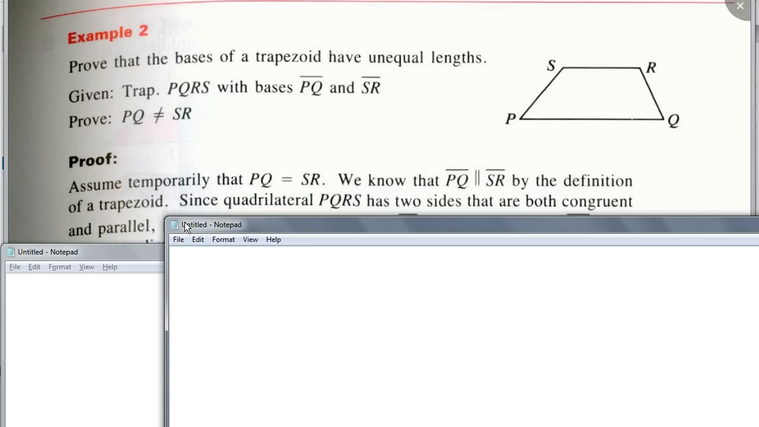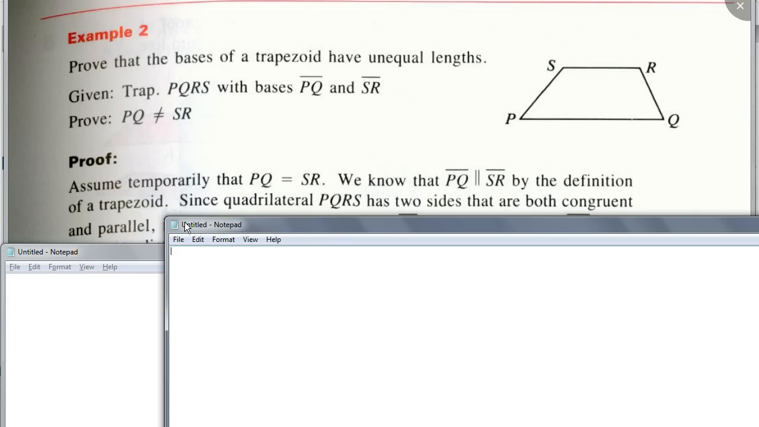Justin? What do you think? What is the contradiction here? So we have a parallelogram now, right? So where's the contradiction?